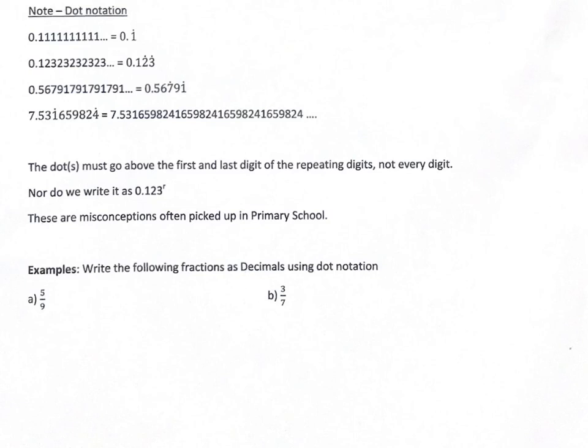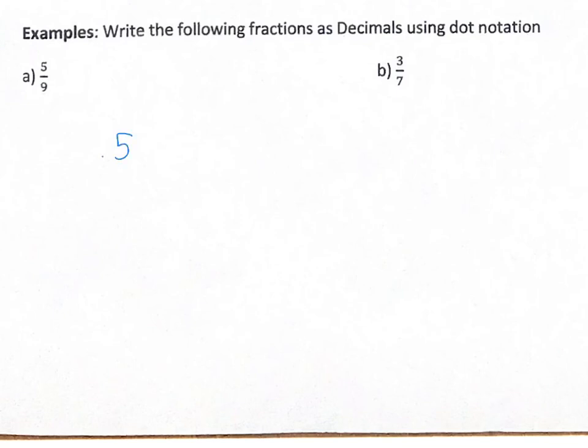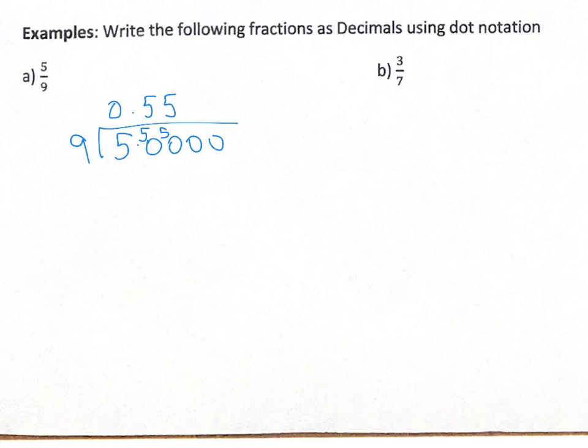The final thing then is to write fractions as decimals using dot notation. Remember, a fraction means the top divided by the bottom. So if we write it as 5 divided by 9, 9 goes into 5, well it doesn't, so put in a 0 and carry the 5. 9 goes into 50 5 times, remainder 5. What we can see, it's always going to be a 5. So 5 over 9 is equal to 0.5 with a dot above the 5.